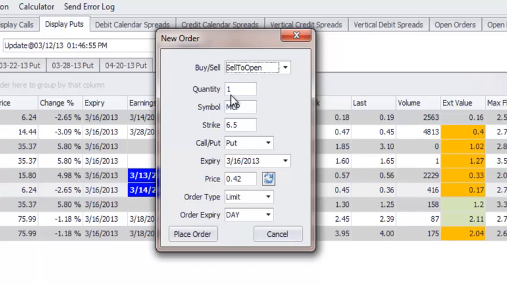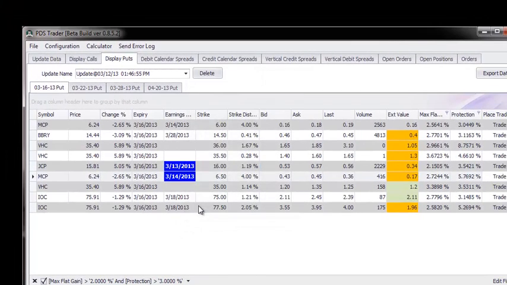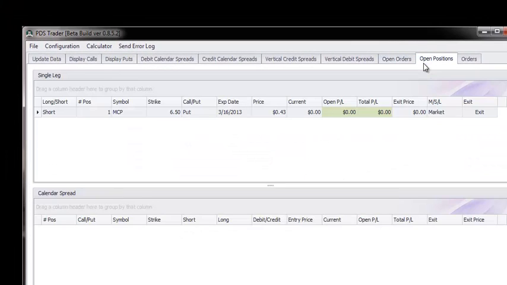The quantity is 1 by default, which you can change. List the symbol, the strike, the expiration, and you can enter a limit price, or you can change that to market. Here, we're going to change that to market. I'm going to place the order. The order now shows in the Open Positions tab with your Open P&L.